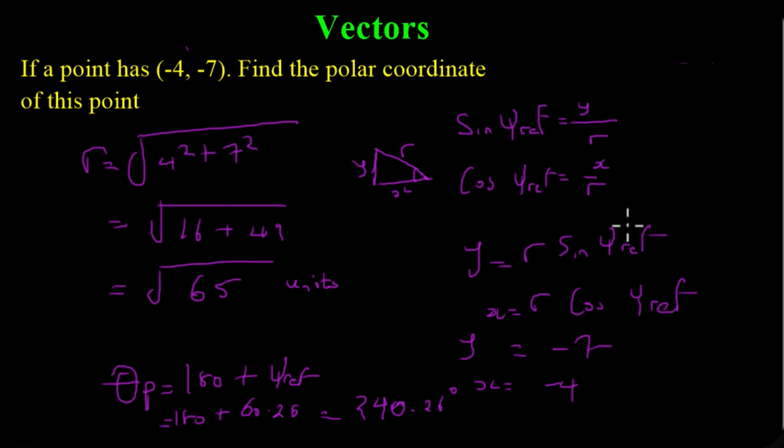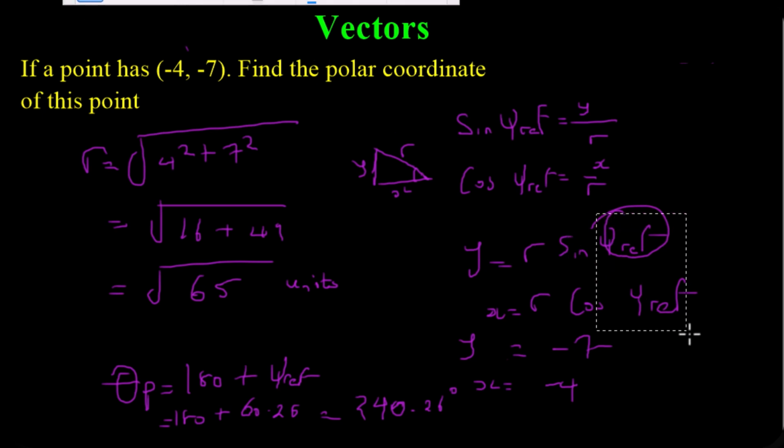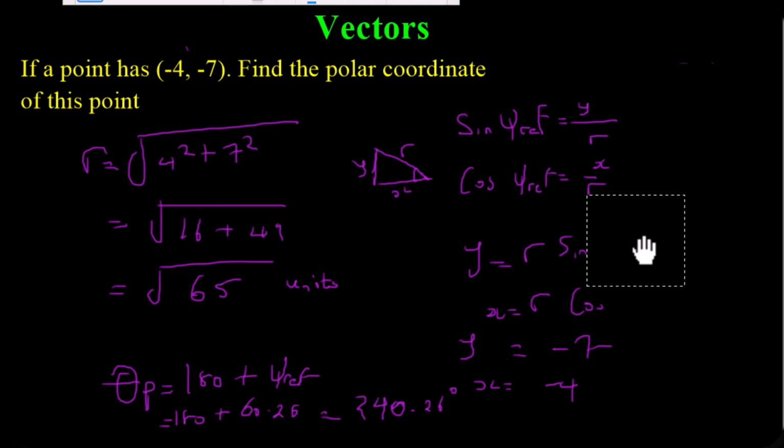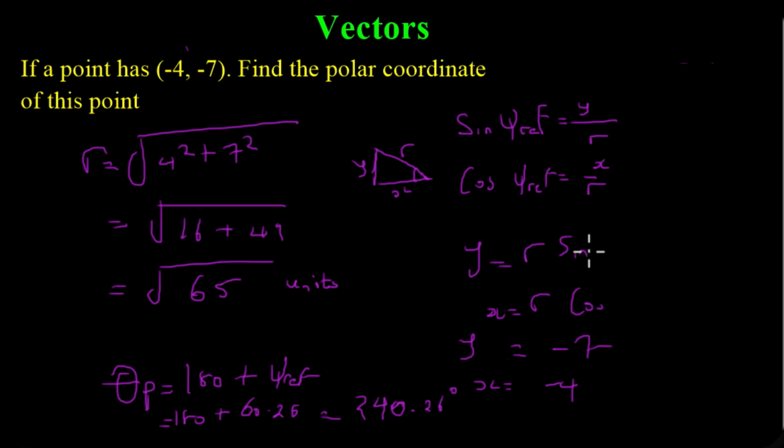Sorry, this is not the reference angle, this is theta polar. Let's try and clean that. It's supposed to be theta polar. All right, so let's just write that properly: sine of theta polar, cosine of theta polar. So here we can see how to convert from our polar coordinate system back to rectangular coordinate system.